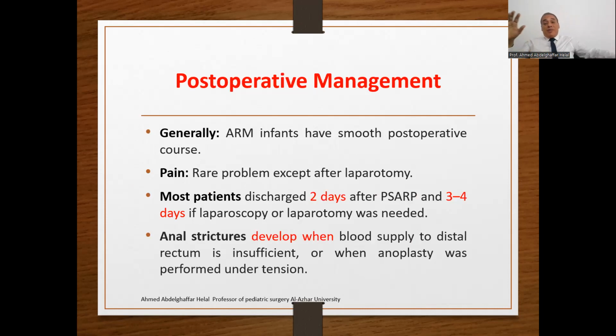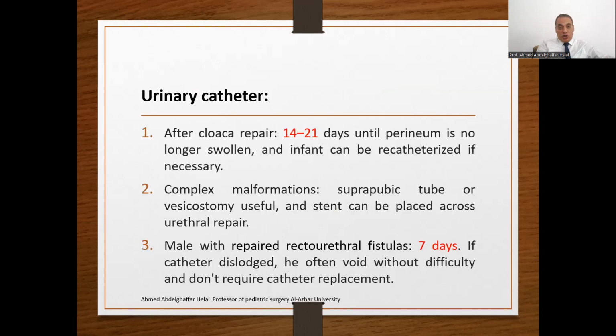Regarding the post-operative management for both male and female anorectal malformation, there are important items that we must stress. Number 1, generally the anorectal malformation patient has a smooth post-operative course. Pain is a rare complaint, except after laparotomy. Most patients are discharged 2 days after PSARP, 3 to 4 days if laparoscopy or laparotomy. Anal strictures develop when the blood supply to the distal rectum is insufficient or when anoplasty was performed under tension.